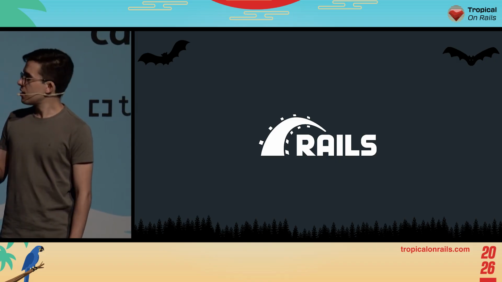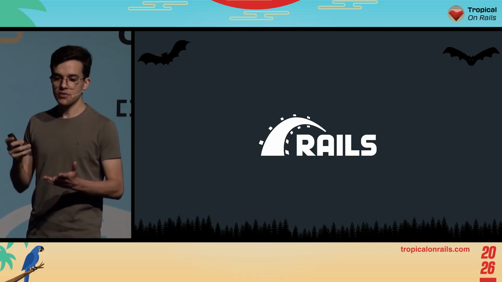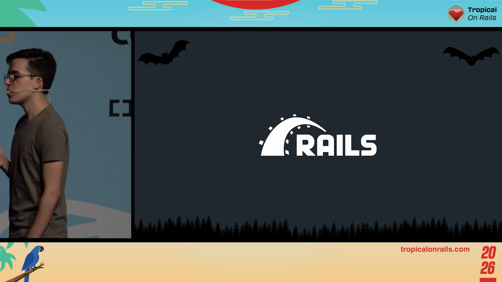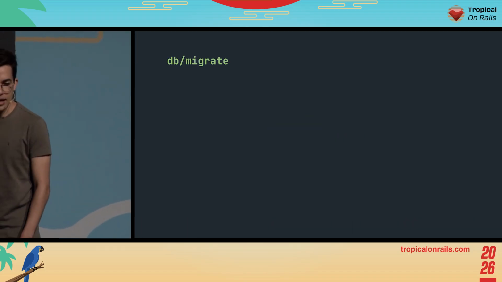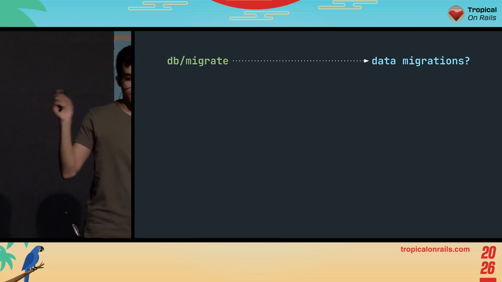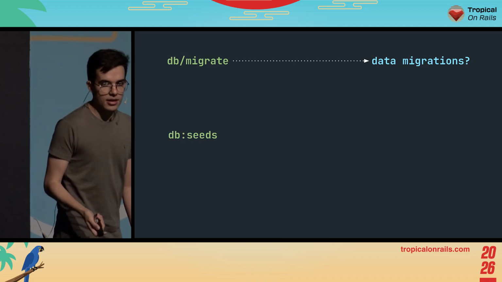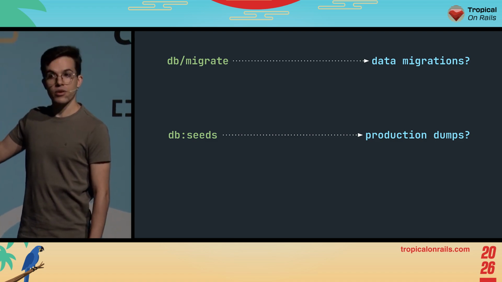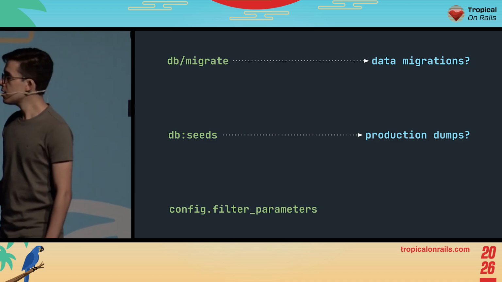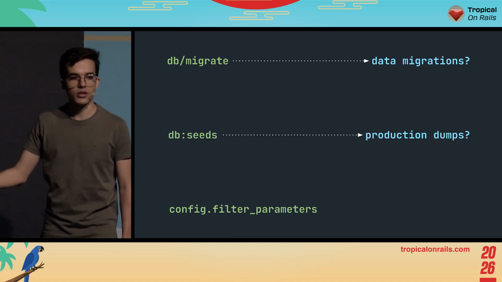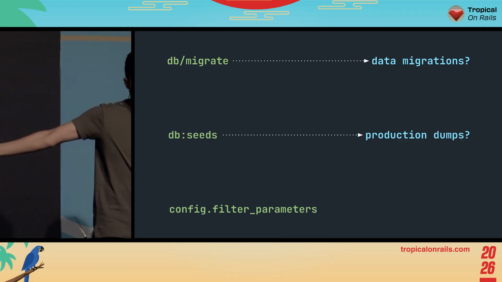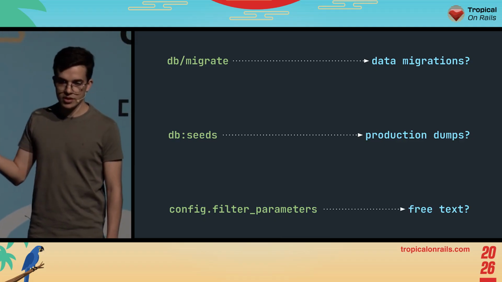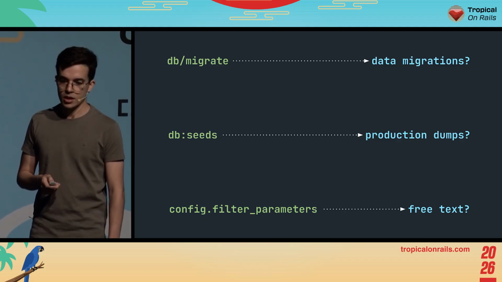Rails is this amazing framework that has a lot of tools, but it doesn't solve everything for us. It has schema migrations, but it has nothing for data migration. It has seeds for local data in development, but nothing to get data from production. It has parameter filtering, so you filter your parameters, but nothing for free text and external services.